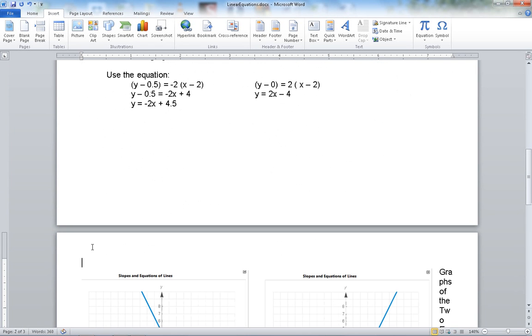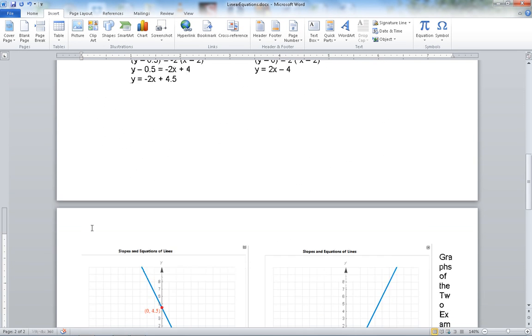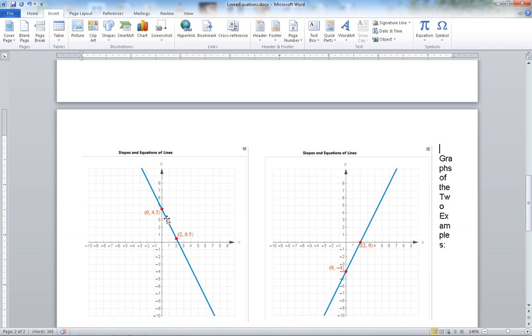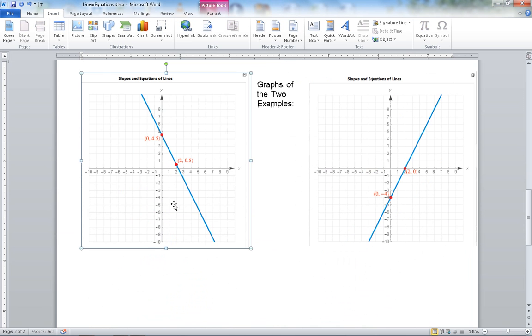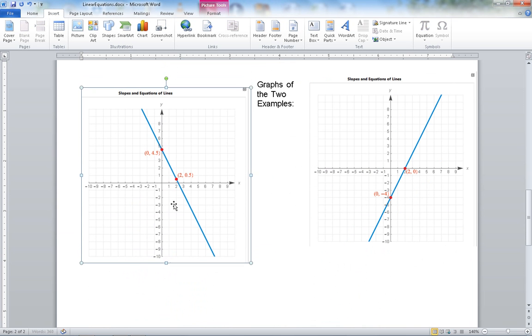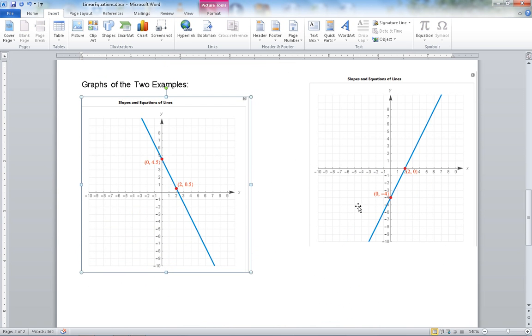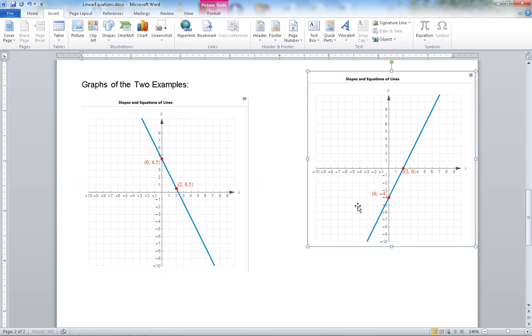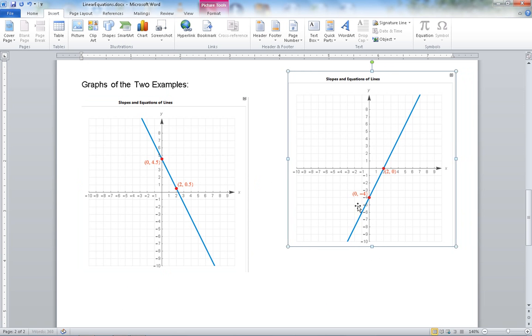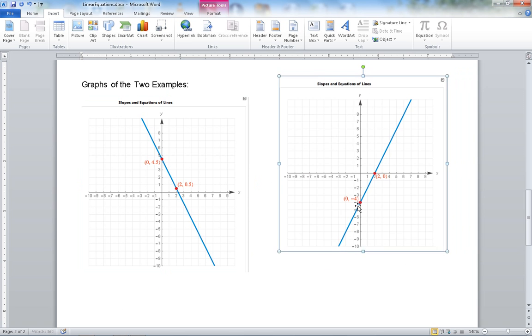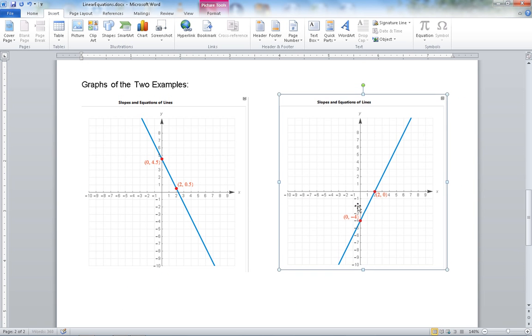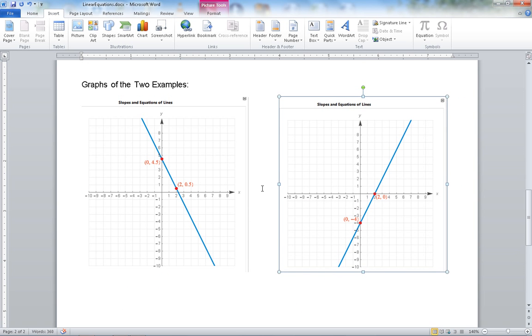Also, these graphs are given here for your convenience. So let me pull those down a little bit. These are the two graphs that we just worked with in these examples.